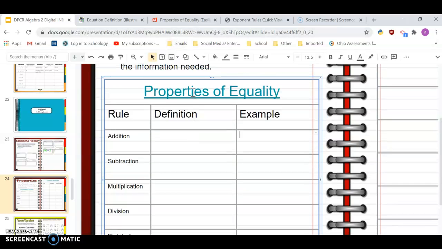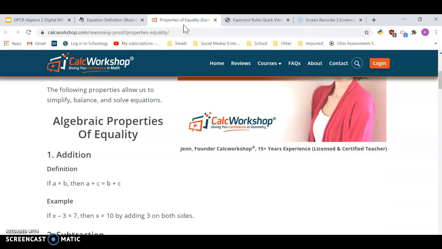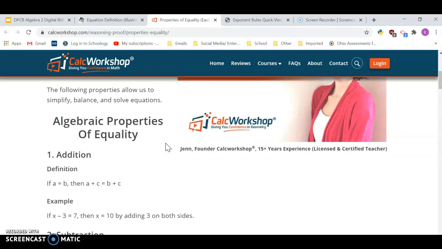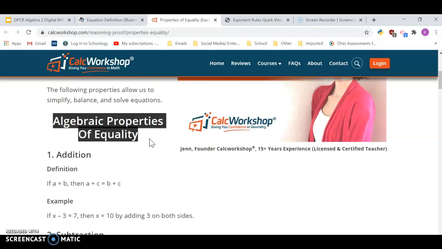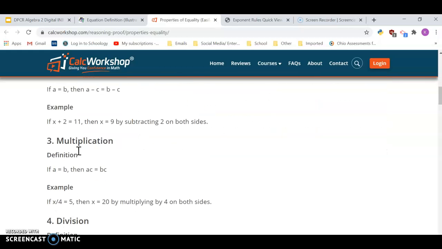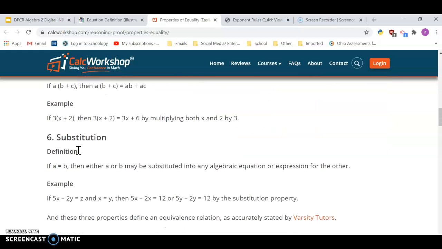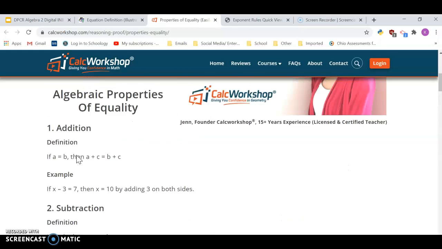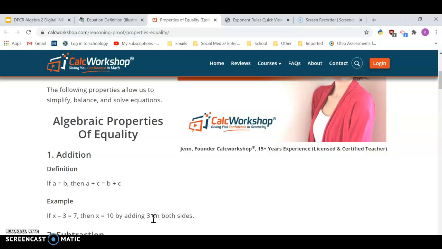So I'm going to click my link, and it's going to bring me right over here. Now, up top, we are going to scroll down to where it says properties of equality. Okay. So this right here gives us the 1, 2, 3, 4, 5, and 6 that we are looking for, with its definition and its examples clearly written out. So first off, we're looking at our definition for addition.